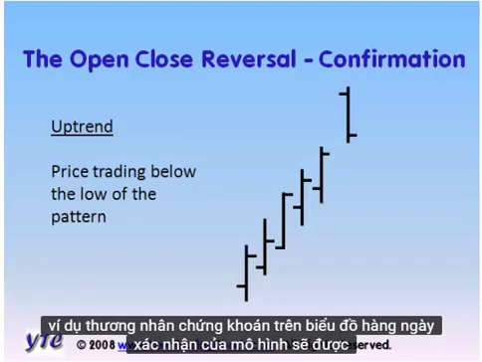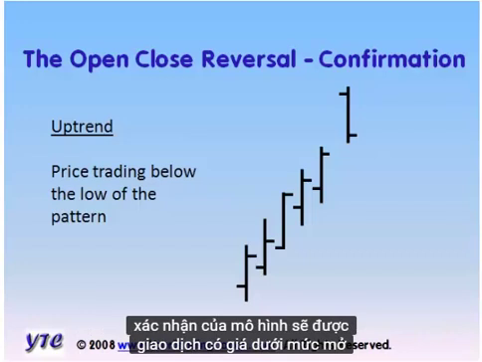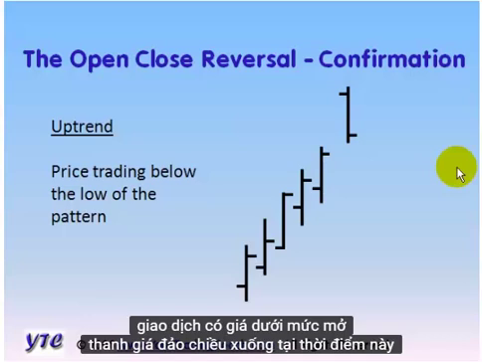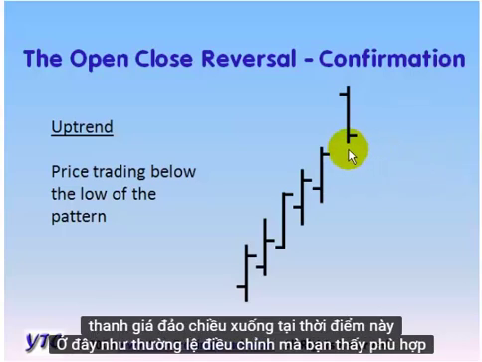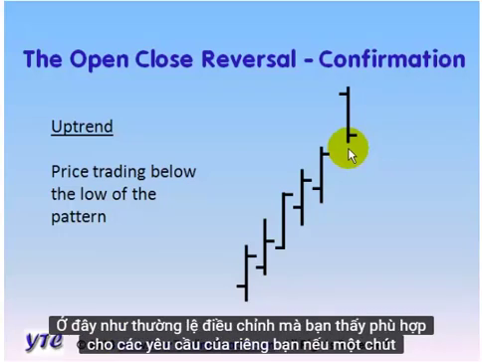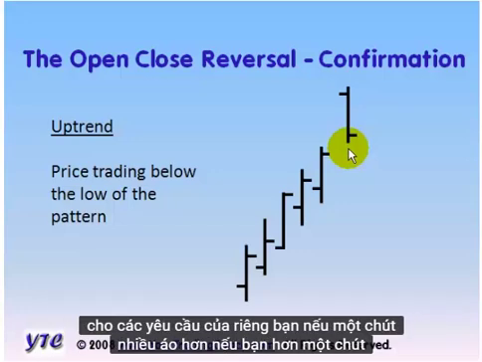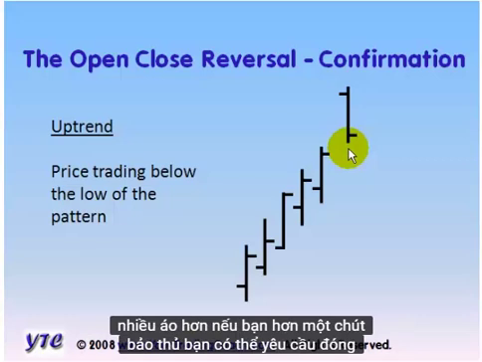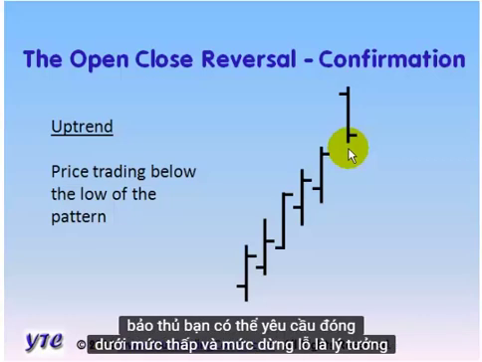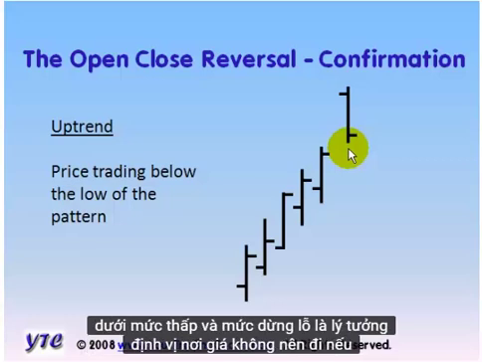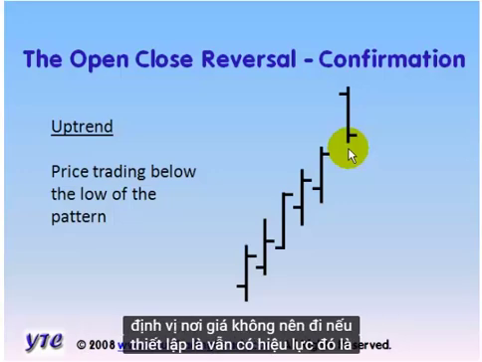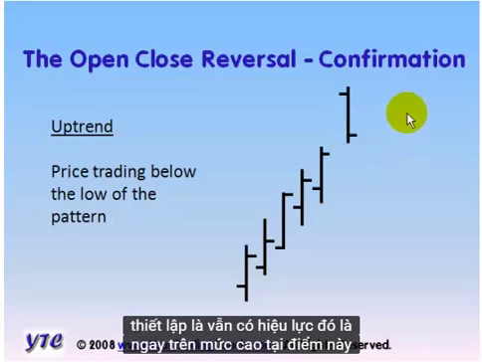Confirmation of the pattern will be price trading below the open-close reversal price bar, down at this point here. As usual, adjust that as you see fit for your own requirements. If you're a little more conservative, you may require a close below the low. And a stop loss is ideally positioned where price should not go if the setup is to remain valid, which is just above the high at this point here.